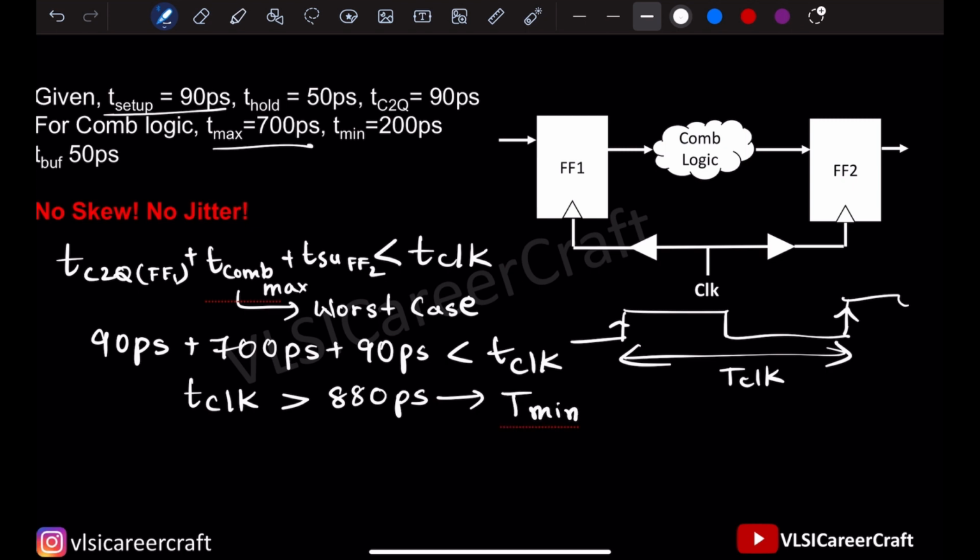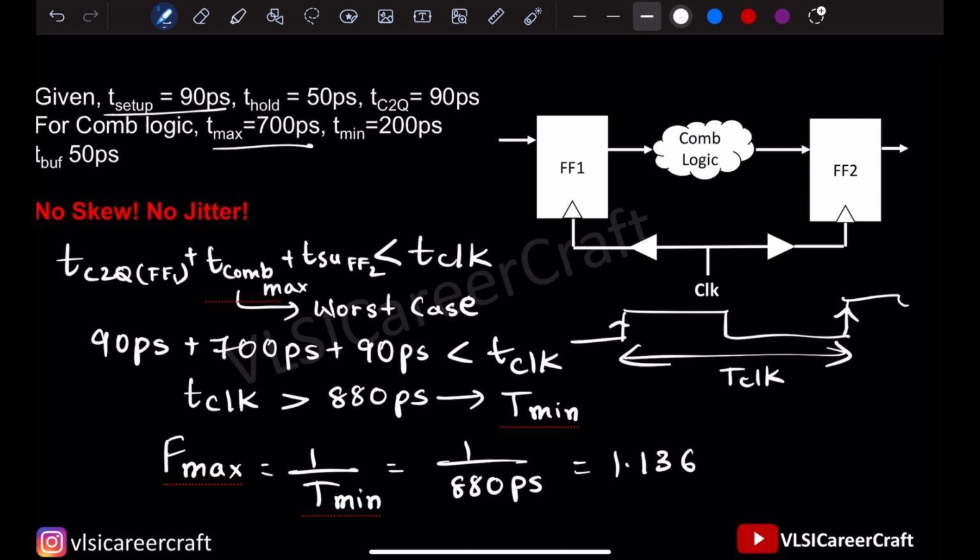Sometimes you will be asked to calculate the maximum clock frequency, that is nothing but 1 by T min, 1 by 880 picoseconds. In this case, it is nothing but 1.136 gigahertz. So now we have learned how to calculate the minimum clock period and maximum clock frequency.